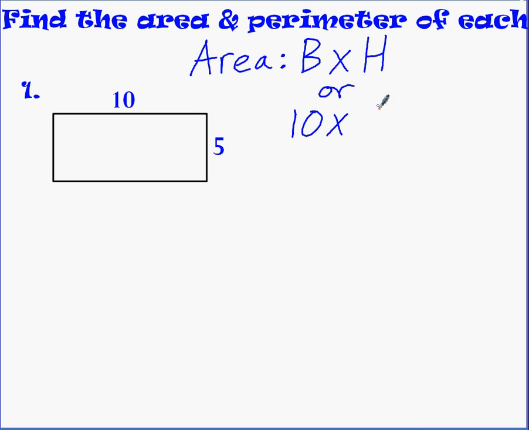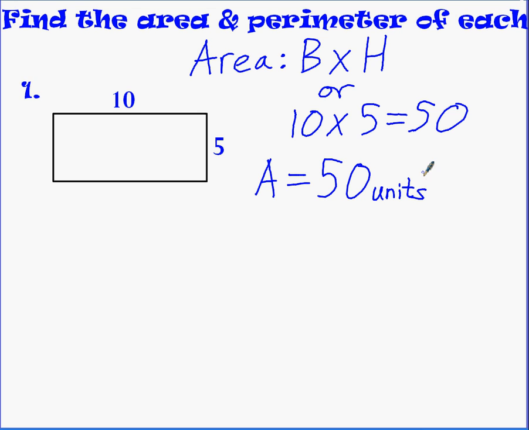Now the height generally is how far you would fall if you jumped off the figure. So in this case, the base times the height is 10 times 5, or 50. And you would write that as area equals 50 units squared, because area is measured in units squared.